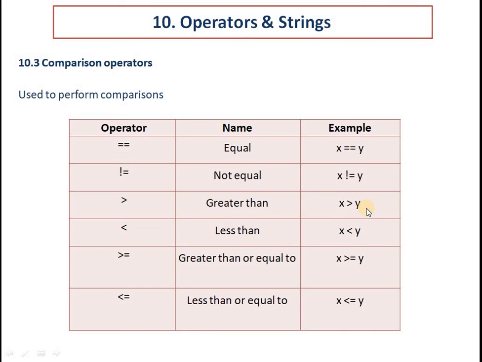Greater than, it checks whether the value of x is greater than y. Less than, it checks whether the value of x is less than y. Greater than or equal to, it checks whether the value of x is greater than or equal to y, and x less than or equal to y checks whether the value of x is less than or equal to y. So these are the various comparison operators.